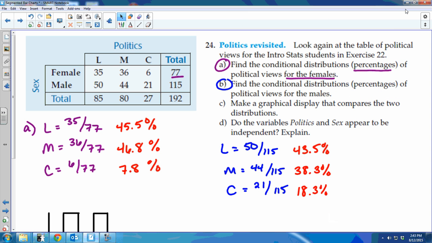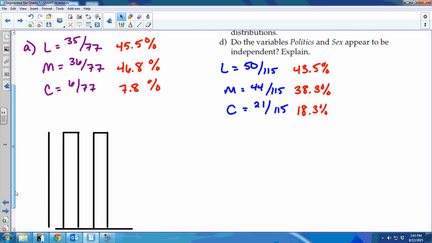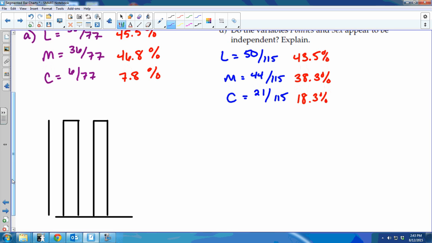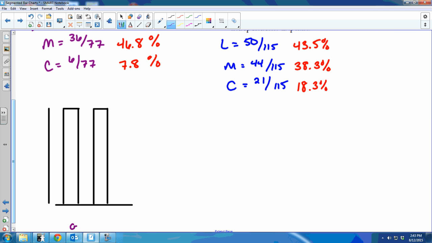Then C says to make a graphical display that compares the 2. So we're going to make the segmented bar chart to compare the 2. I've got 2 bars. My categories down here are going to be gender, so I have a female bar and a male bar. Does the scale always have to be 10 or should it be like 20? You can count by whatever you want on the side as long as you're counting up to 100. So I'm going to do 10, but it doesn't really matter.